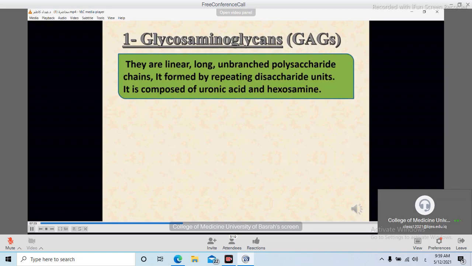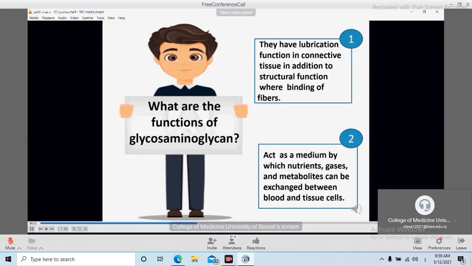And it plays a role in binding the fibers in connective tissue. Also, it acts as a medium by which nutrients, gases, and metabolites can be exchanged between blood and tissue cells.